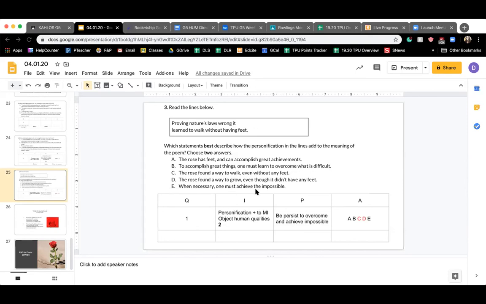Absolutely. And so y'all, whenever we answer questions, we heavily tie it back to our main idea. So when looking at these answer choices and you're stuck between A, B, and E, A would be incorrect. The rose has feet and can accomplish great achievements. The first part, the rose has feet, is very literal. And we know that personification is not the literal meaning, so it doesn't necessarily have feet. And so the correct answers are B and E. B reads, to accomplish great things, one must learn to overcome what is difficult. We saw that, and that was actually in our prediction and our plan. And when necessary, one must achieve the impossible. That once again closely aligns with our plan and prediction.